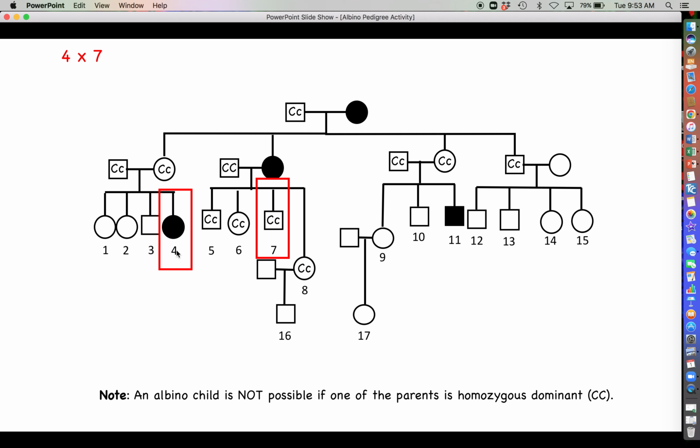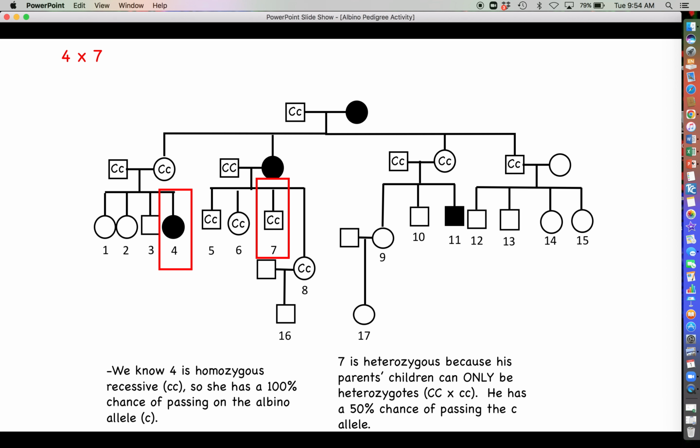So we can see this arranged marriage right here, between this woman right here who is albino and this man right here who is heterozygous. We saw before that an albino child would not be possible if one of the parents is homozygous dominant, but since man number 7 here is not homozygous dominant, we do have at least some probability that individual 4 and individual 7 could have an albino child. So let's figure that out.